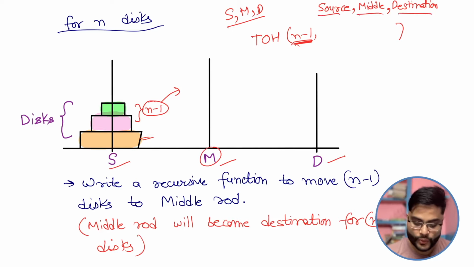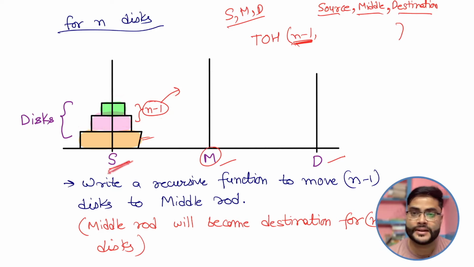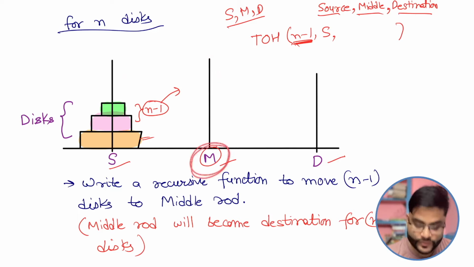So what is my source here? What is my source for n-1? I want to move from S, so my source will be S, right? And to which rod do I want to move? I want to move to the M rod. So my destination rod will be M, middle.